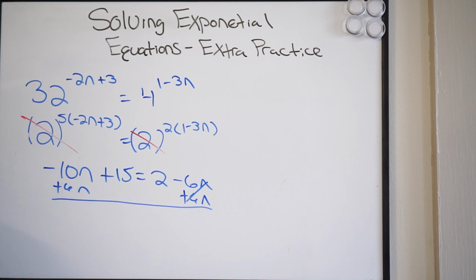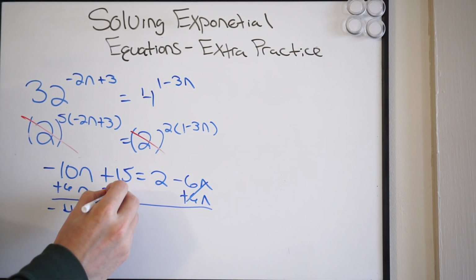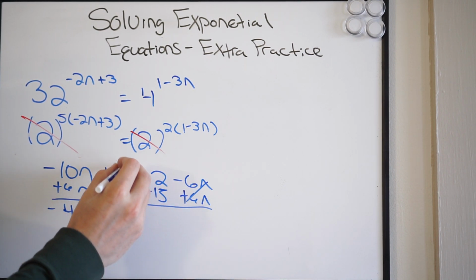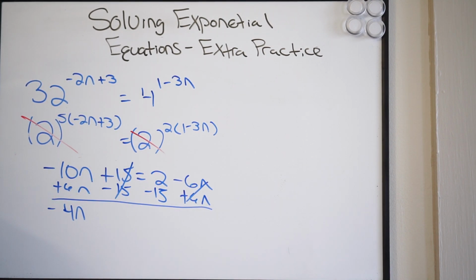Alright, so we got a negative 10n and a positive 6n, so that's negative 4n. Then let's subtract 15. So we have a positive 2 and a negative 15, so we know that is going to make a negative 13.